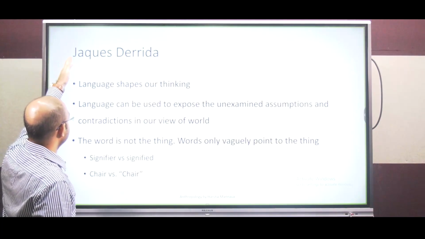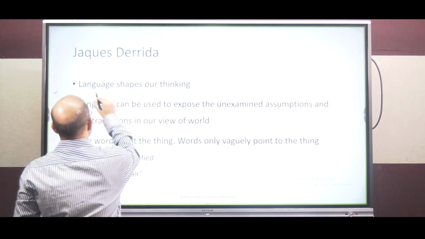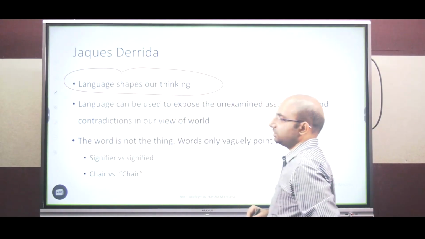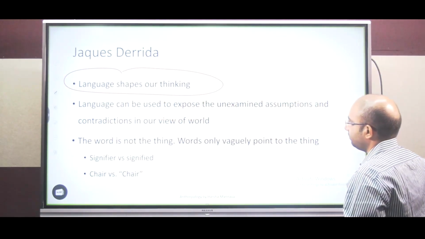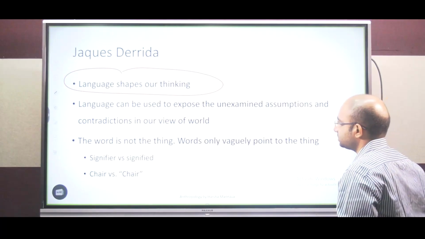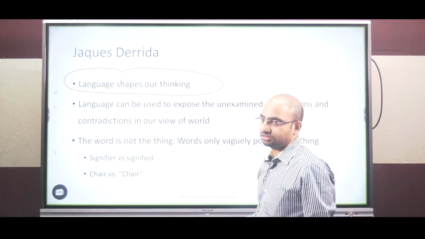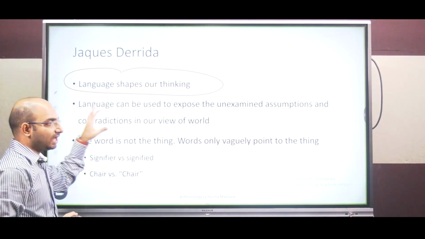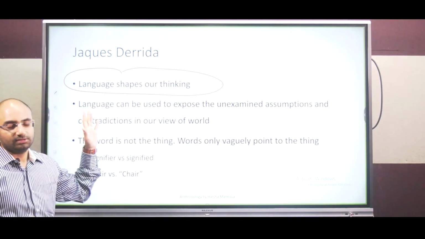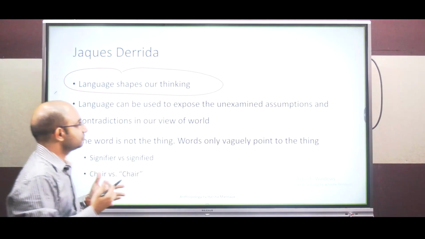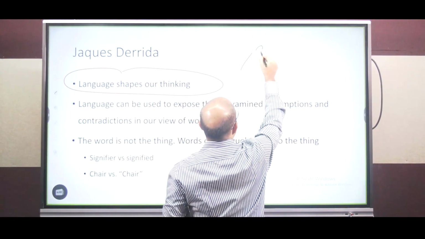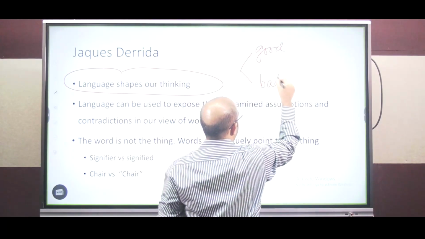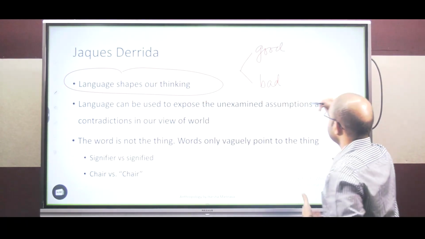Then you can also add the ideas of Derrida. Derrida's central idea is that language shapes our thinking. That is, the way we use a particular language can shape our thinking. He says language has many hidden assumptions that we tend to forget. And he says reality is so much more complex than what language can capture. For example, in language we only have two words, good and bad, but a person can be a mix of good and bad.